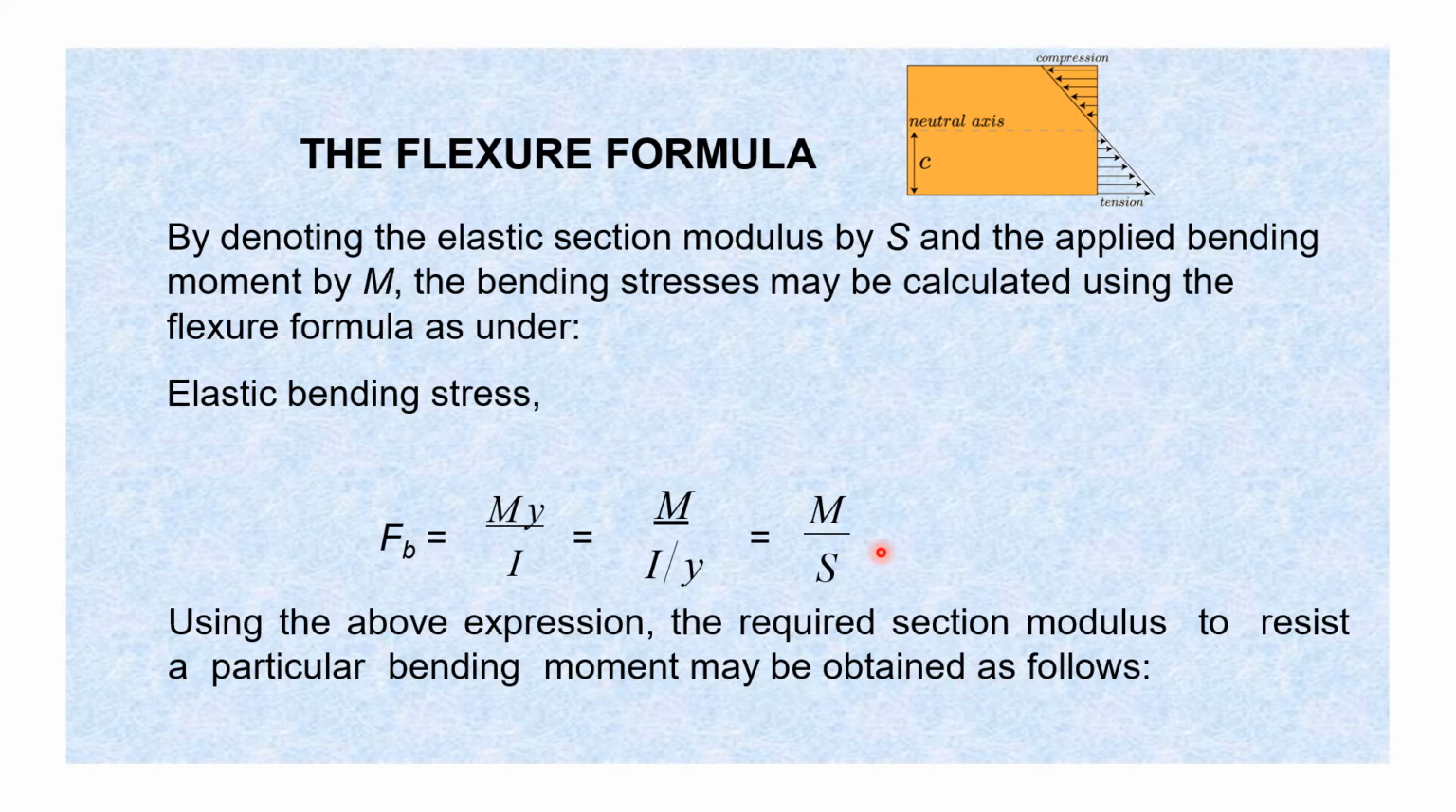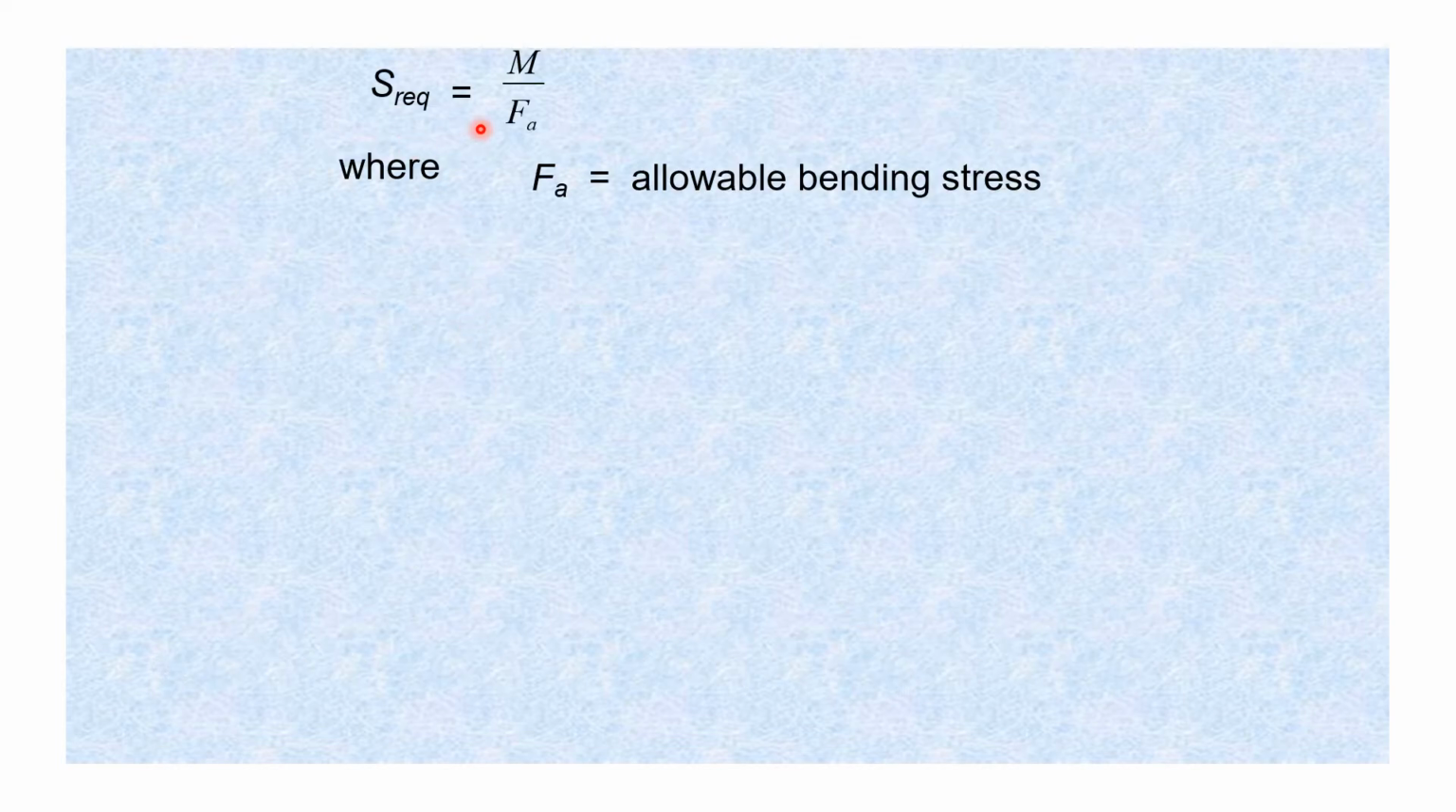For example, from the analysis of the beam, you got the applied moment, and you also know the beam allowable stress. Then if you know the moment and the allowable stress, you can calculate the required section modulus. You can take S on the other side and F to the bottom, M over F. Here again, S required equals M over FA, where FA is the allowable bending stress.